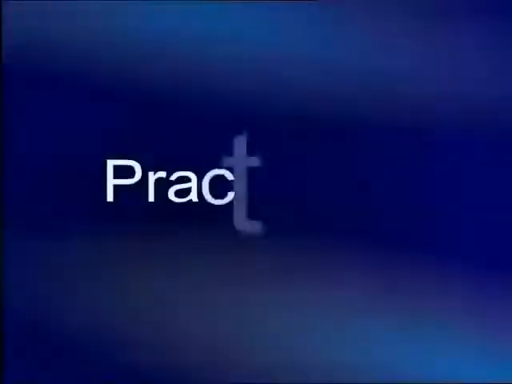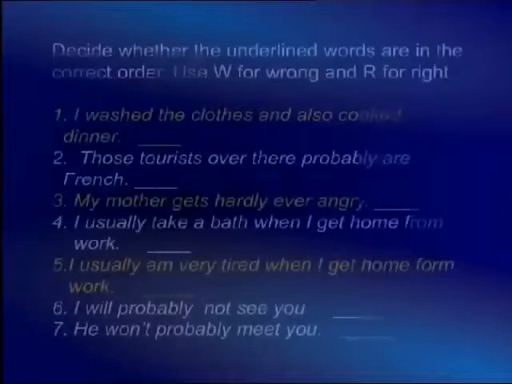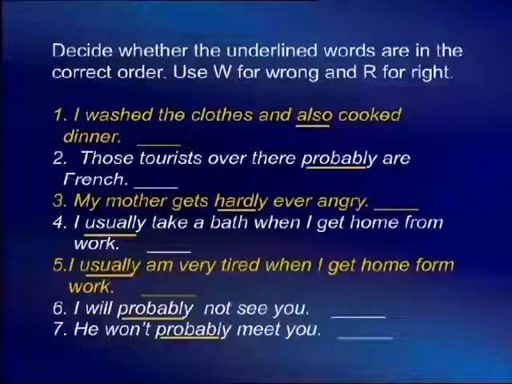A short practice. In this practice, you have to decide whether the words that are underlined are in the correct order. I washed the clothes and also cooked dinner. Now, the word that is underlined is "also." You have to see whether "also" is in the right place. Yes, it is in the right place in the first sentence. Number 2. Those tourists over there probably are French. Is "probably" placed in the right position in sentence number 2? No, it is not.